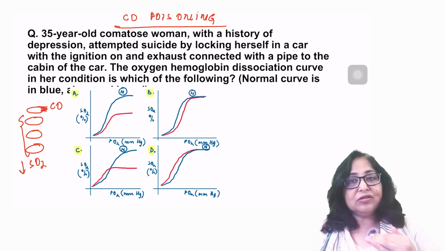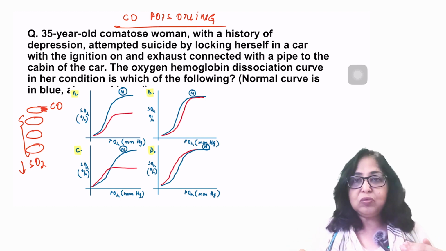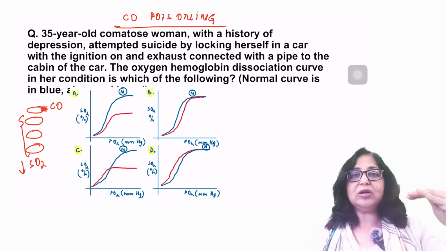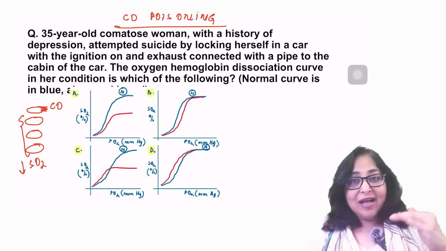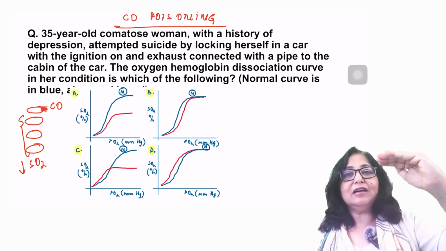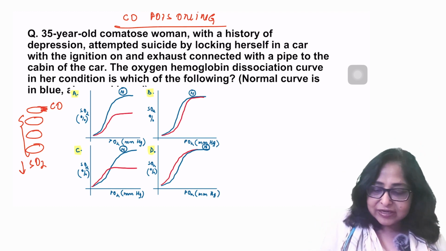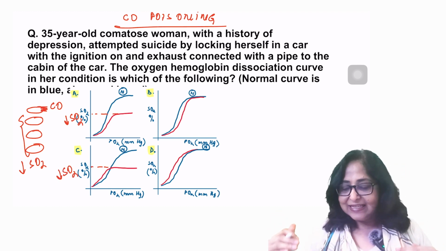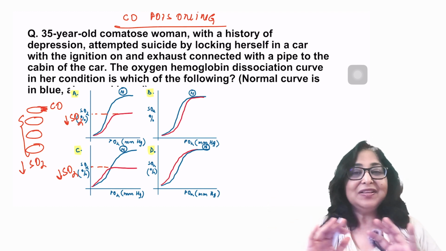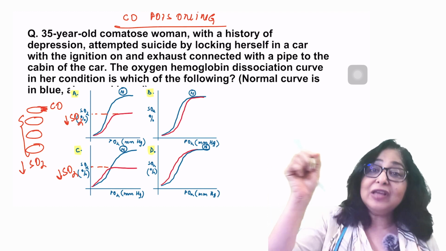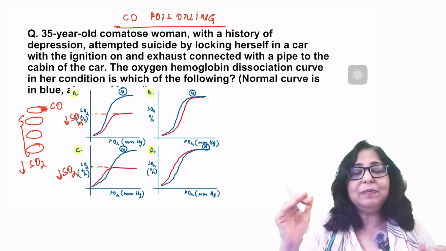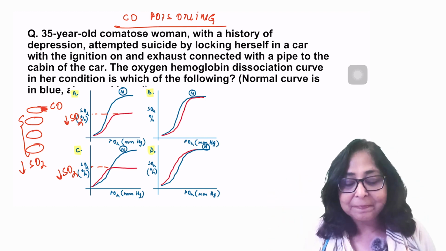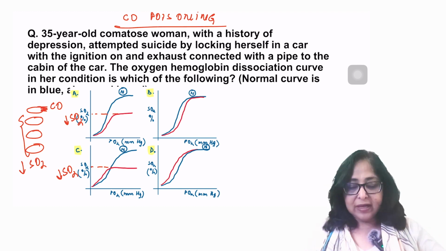When you look at the oxygen hemoglobin dissociation curve, you have PO2 on the x-axis and saturation on the y-axis. So in carbon monoxide poisoning, I expect the curve to be lower, with decreased saturation, as you can see in curve A as well as in curve C. In curves B and D, the saturation is normal, so that's not possible. Remember, it is saturation with oxygen that will be reduced in carbon monoxide poisoning. Now, is the answer going to be A or C?